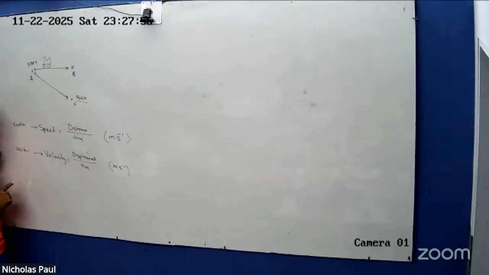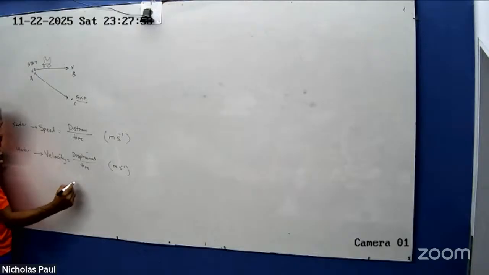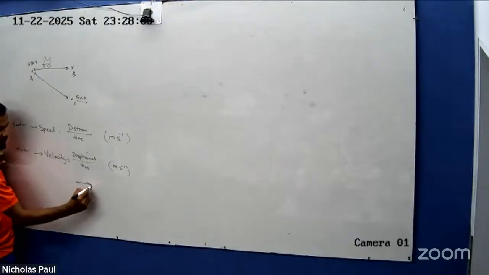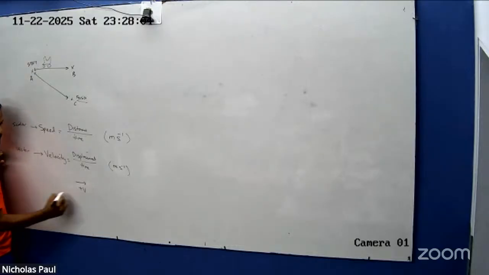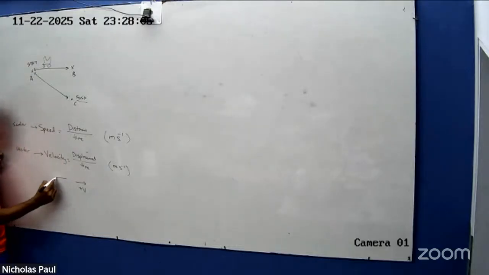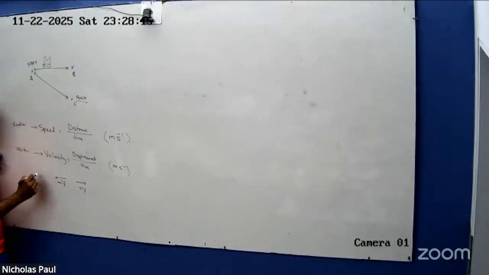Direction is important. For example, if something is moving to the right, we might consider the velocity as positive. If something moves to the left, direction changes, so the velocity is negative. So I want you to make a note of that. Direction is important because it's a vector quantity.